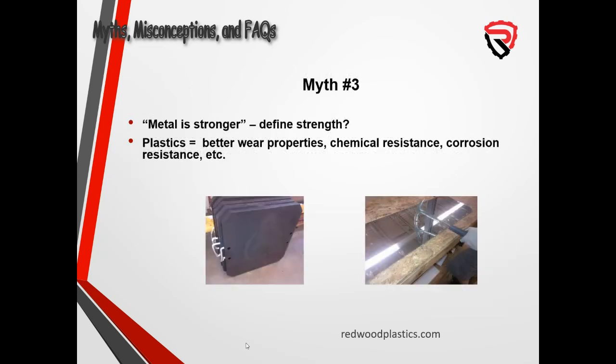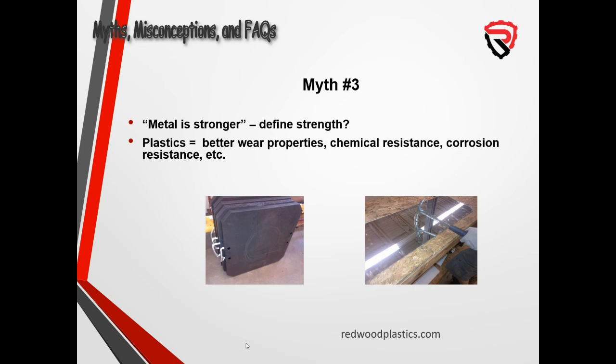Myth number three, this is something we get a lot, is someone will say, yeah, but isn't metal stronger? How would a plastic bushing work better than brass or bronze? Isn't metal stronger? Well, I think the myth here is you have to define what is strength. So if strength is only defined to you by compressive strength, so you put a piece of plastic over a span and you compress it down the middle and wait for it to bend or break, yeah, sure. In that case, metal is probably going to be stronger.